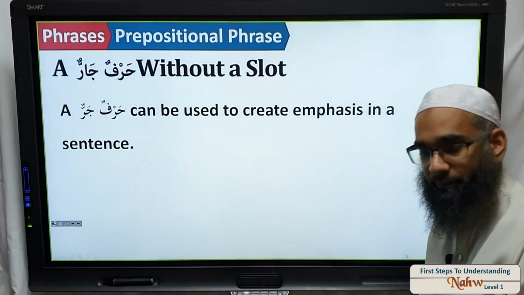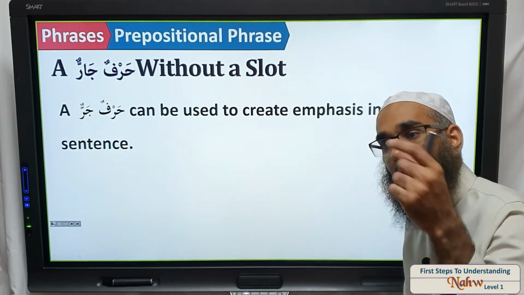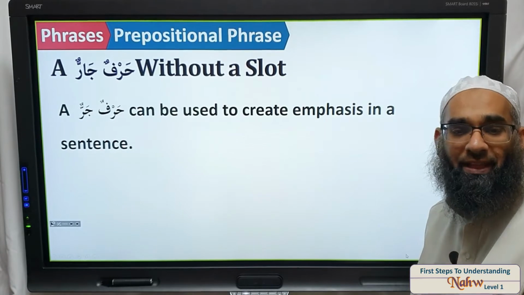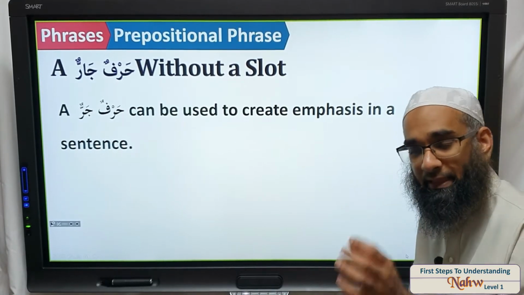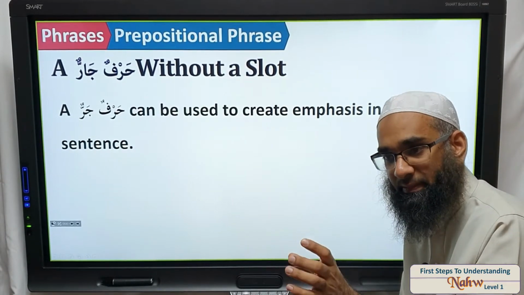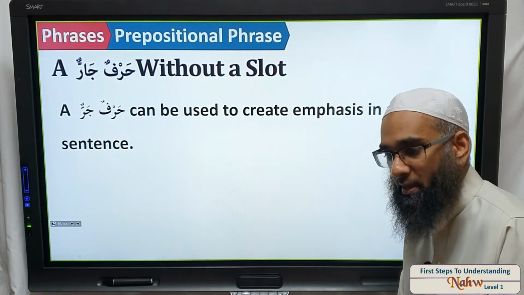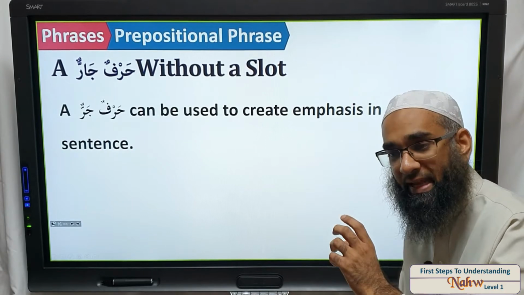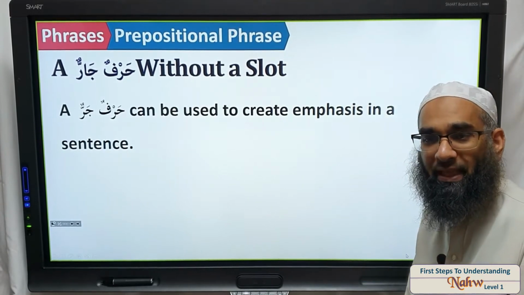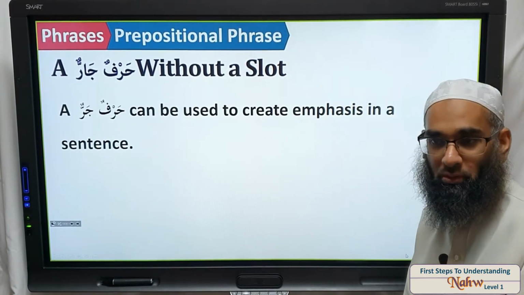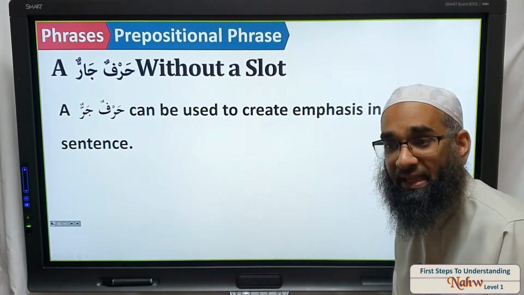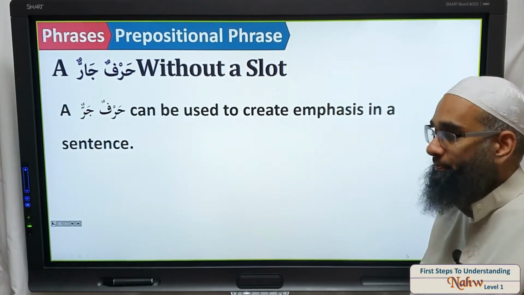What we're seeing here, if you recall, you go back to illa. What did we study regarding illa? That illa is a harful istisna, isn't it? But it doesn't matter how you use it, it's always harful istisna. But depending on if it has a negative particle before it or not, it sometimes doesn't give the meaning of istisna and exemption. Yes, does that make sense?